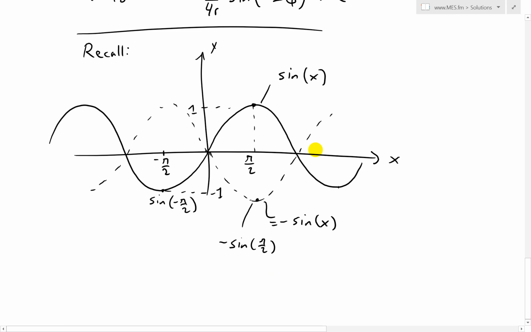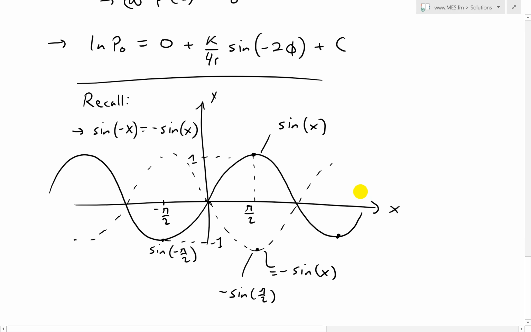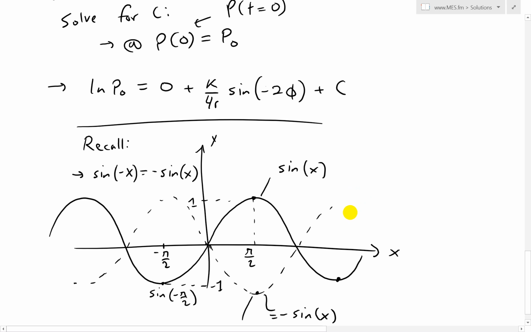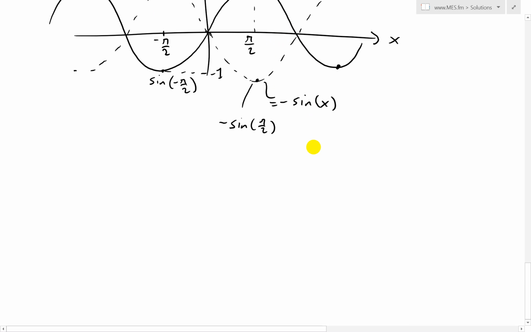So what this means is basically sine of negative x is equal to negative sine of x. And you can go through basically every other point. This point is going to correlate somewhere over here, the negative of it. It's just going to be negative. Anyway, so what this means is we could take this negative out of the equation.